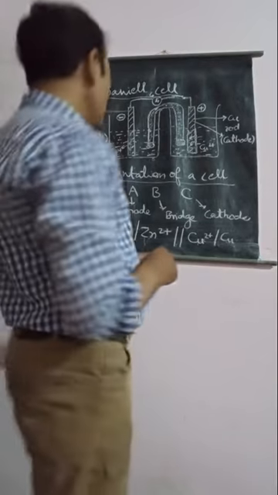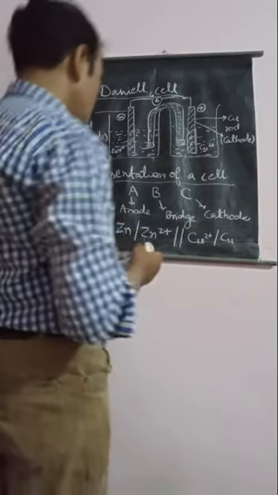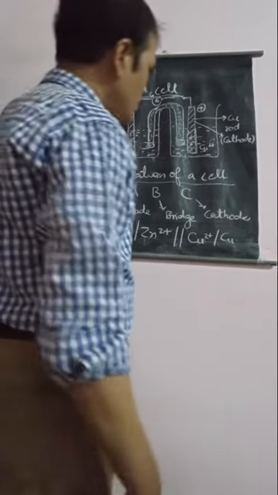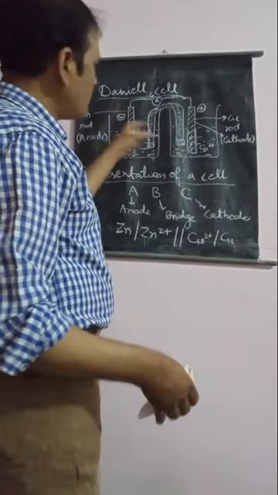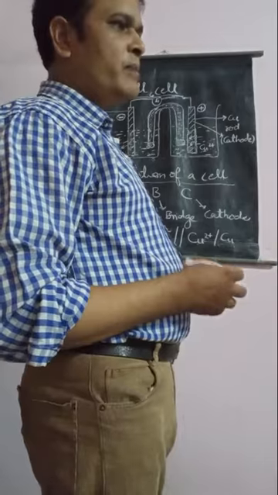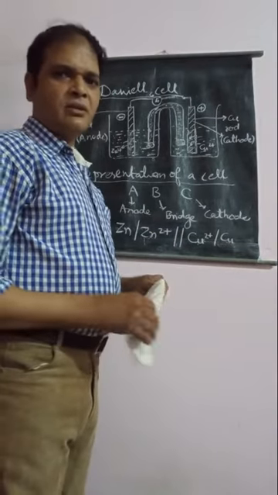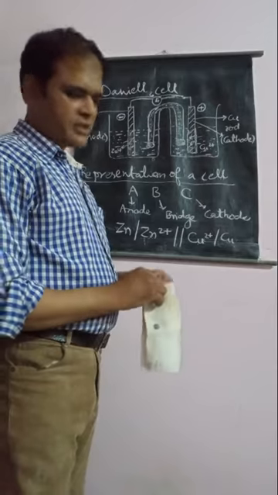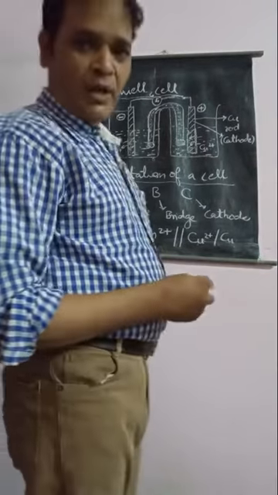And now after the cell representation, we will see what the electrode cell potential of this cell will be. The cell potential can be found by using another type of reference electrode, but here I am taking the cell potential which is given in our textbook. It is 1.1 volt.